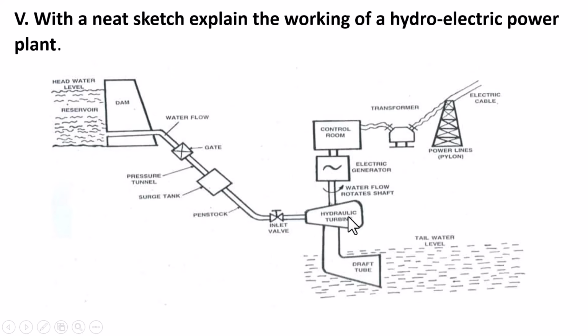When the inlet valve is open, the hydraulic turbine will run and turn, and it is connected to the electric generator, and it will be producing electricity, and it will be distributed through the power lines through the transformer.